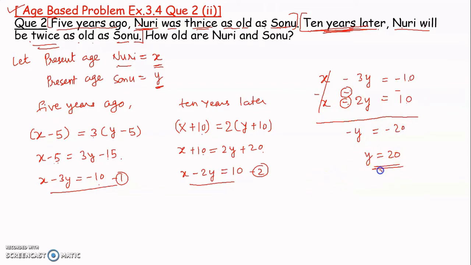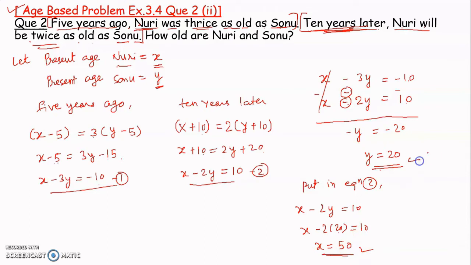And now put this value of y in any of these equations, either in equation 1 or in equation 2. Let's put in equation 2. If you put in equation 1, then also you will get the same answer. So here this is x minus 2y equal to 10. Here in place of y we will put 20. So we get x equal to, this will be 40, 10 plus 40, so we'll get x equal to 50. So this is our answer, x equal to 50 and y equal to 20.